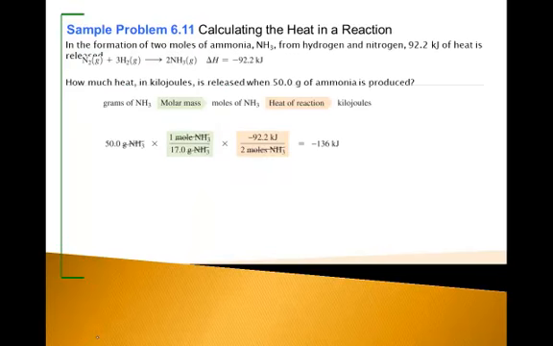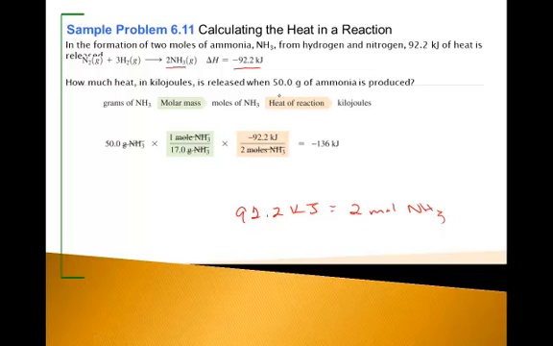Now our final problem is using heats in a chemical equation. So before we start, if we look at our equation, this is telling me for every 2 of the ammonia, because I'm talking about ammonia in this problem, I get 92.2 kilojoules of heat. So it's telling me I get 92.2 kilojoules if I have 2 moles of NH3.